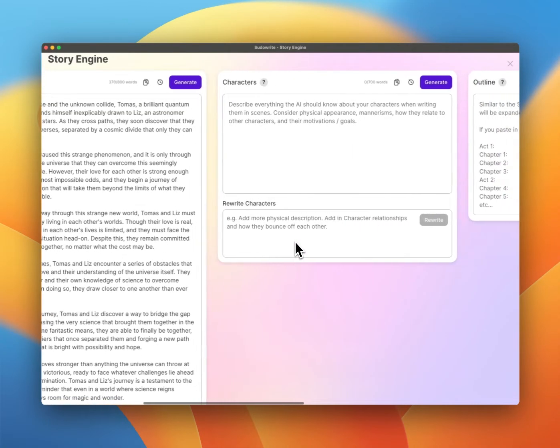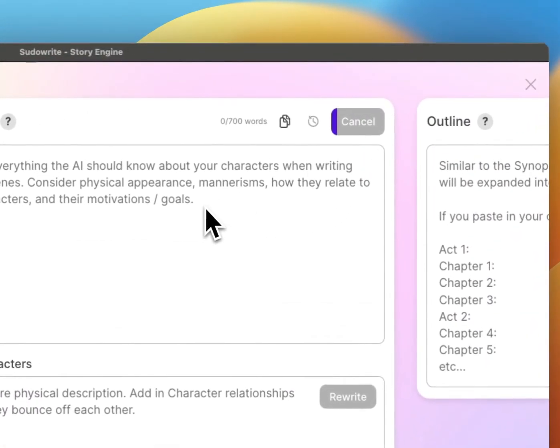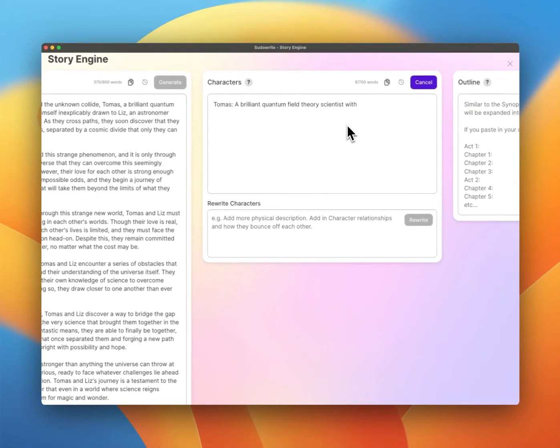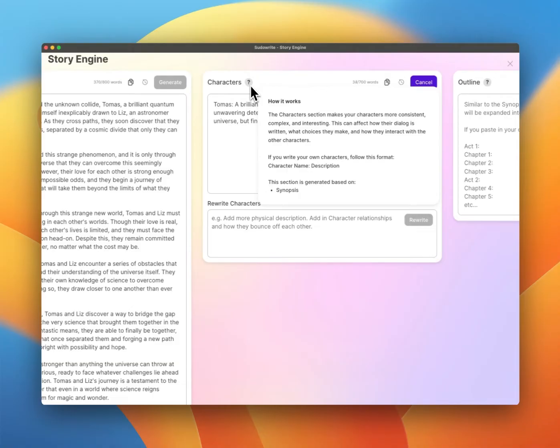So the next one is characters. So let's hit generate. And what the AI is doing now is taking the synopsis as well as the genre and the brain dump together to create a set of characters that inhabit this world.